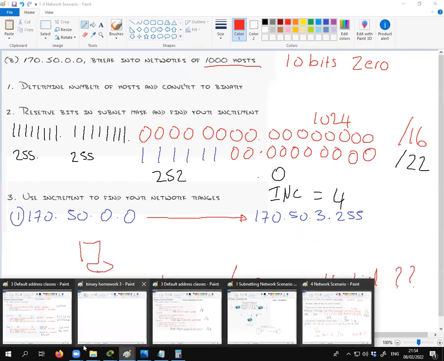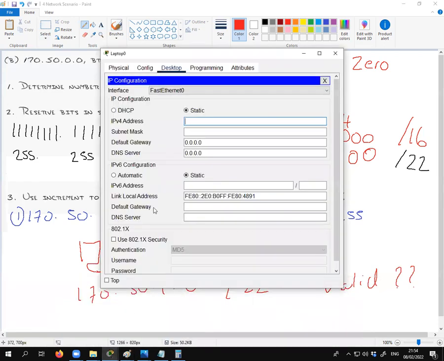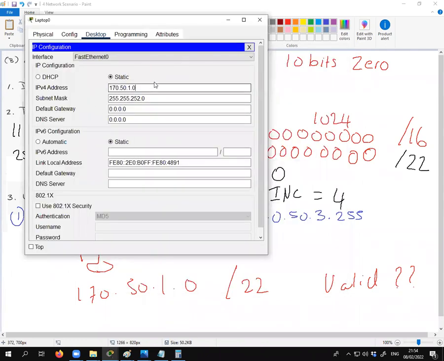Where's Packet Tracer here? I'll put in the subnet mask here first: 255.255.252.0. And then here, 170.50.1.0. No, that's fine. It takes it. Why did it take it?